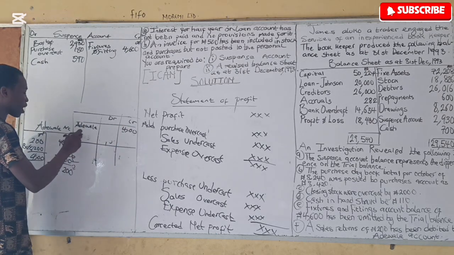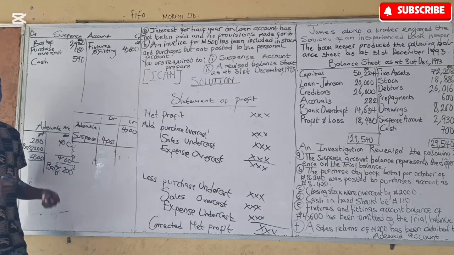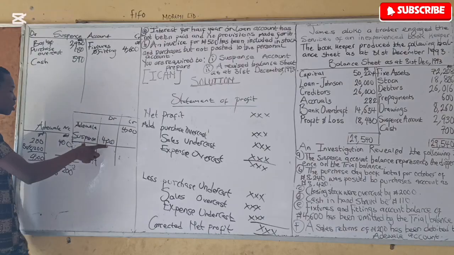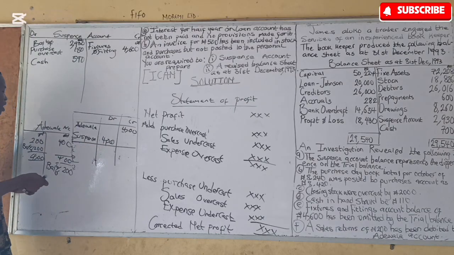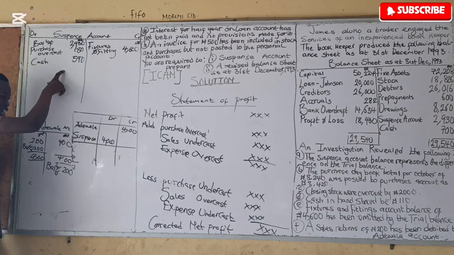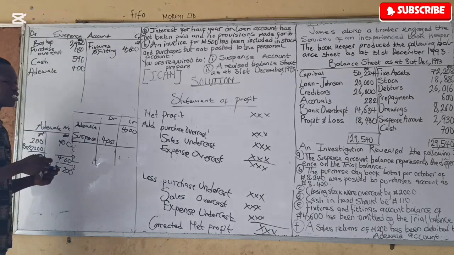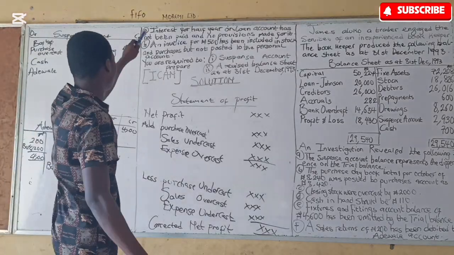Then the other is the suspense account. You are going to debit it 400 naira. So knowing this, your suspense has a debit balance, right? Moving to the debit side of the suspense account, you are going to write Adewale 400. Note Adewale is a debtor. Now, let's move to the next one.